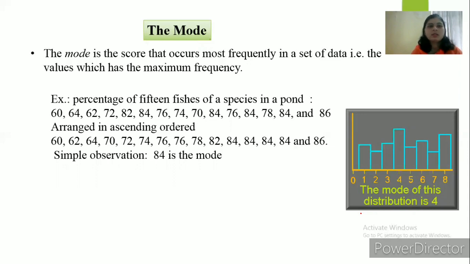Okay. See, this is the example: percentage of 15 pieces of the species in a pond. These are all the observations arranged in ascending order, and which number occurs the most? Number one is 84. 84 has the maximum frequency, so the mode is 84. By graphical representation, in this chart, the fourth observation has the highest, maximum frequency. So the mode of this distribution is 4.